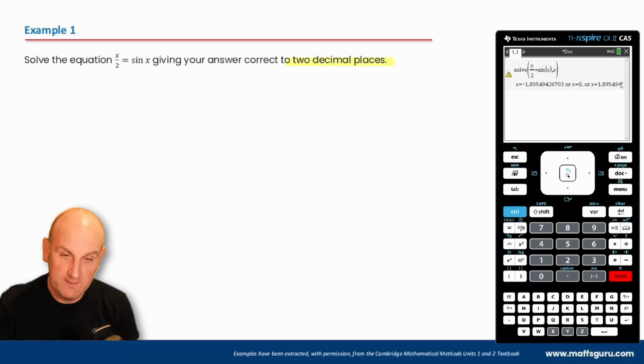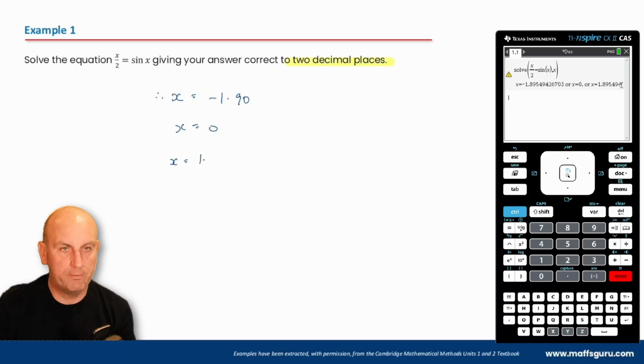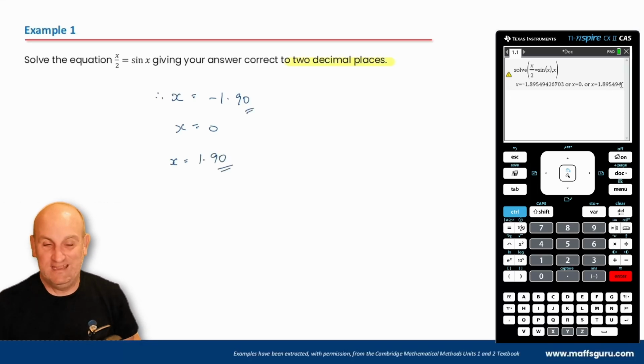So in this situation, using my calculator, I would say therefore x is equal to minus 1.90, x is equal to 0, or x is equal to 1.90. Now, again, that's okay. It's interesting in the sense that we've got three values, but what exactly does that mean?